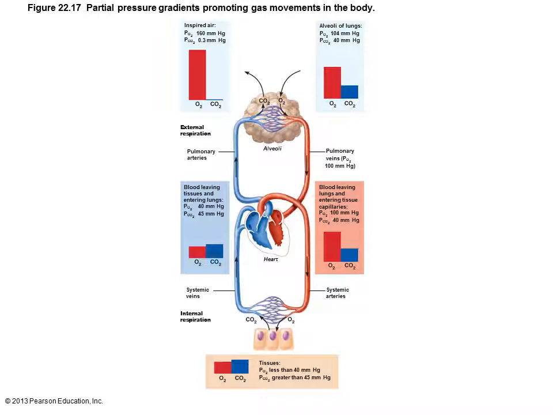Internal respiration involves capillary gas exchange in body tissue, and partial pressures and diffusion gradients are reversed compared to external respiration. The tissue PO2 is always lower than in systemic arterial blood, so diffusion of oxygen from blood to tissue occurs, and carbon dioxide moves from tissue to blood. Venous blood PO2 is about 40 millimeters of mercury, and PCO2 is about 45 millimeters of mercury.